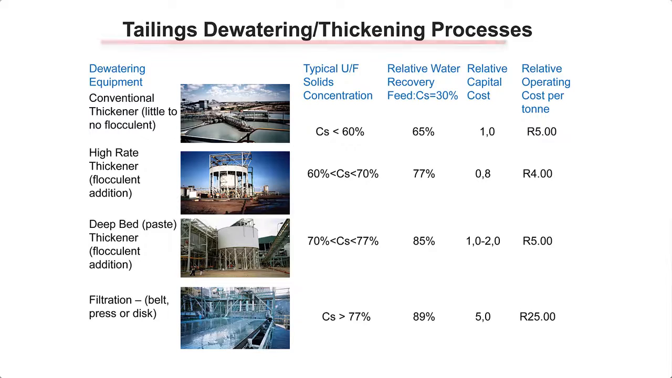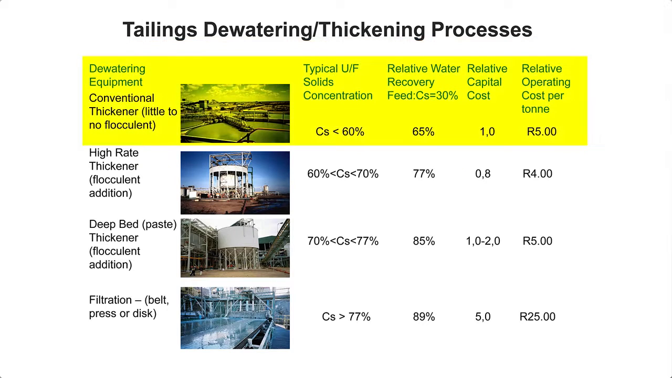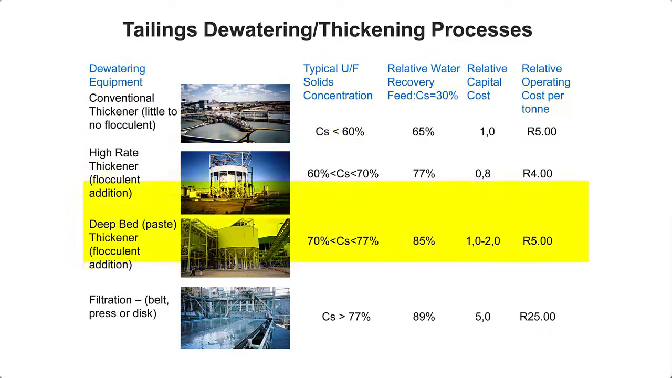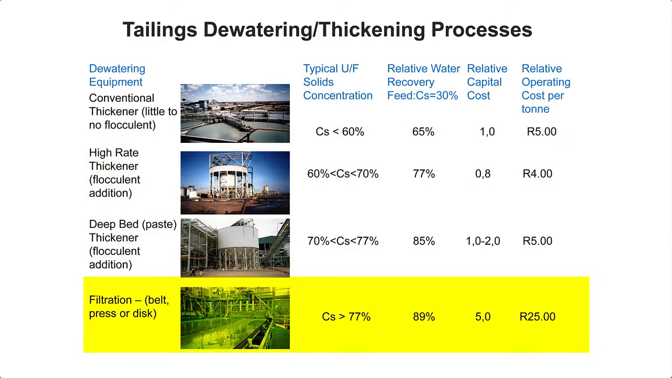and the properties of the tailings that change when you dewater it. There are a range of dewatering and thickening processes that can be used, right from the top line of conventional type thickeners with low solids concentrations, right down to your belt filter or filter press type activities. And in the right hand columns here, I've tried to give a little bit of an indication of what are the relative capital costs and what are the relative operating costs for these different systems.